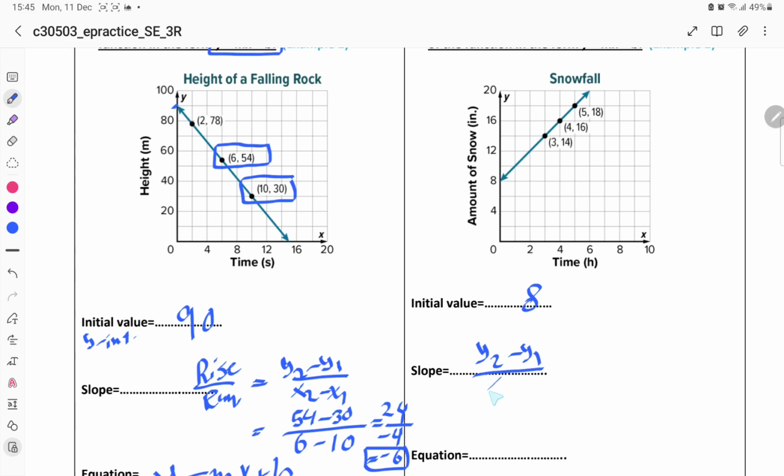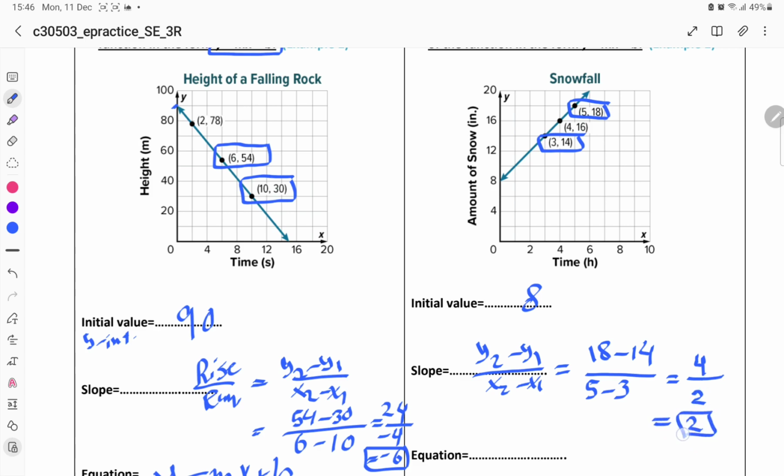y2 minus y1 over x2 minus x1. This is the slope rule. Get any 2 points, (5, 18) and (3, 14), for example. Subtract the y's, 18 minus 14, over, I start with 18, so I must start with 5, so 5 minus 3. 18 minus 14 is 4. 5 minus 3 is 2. 4 over 2 is 2, so the slope is 2.